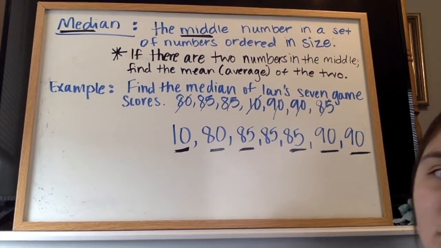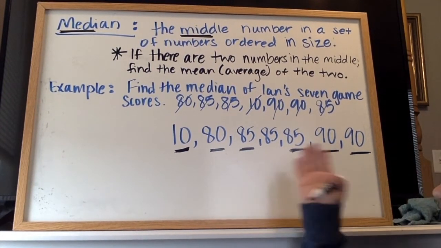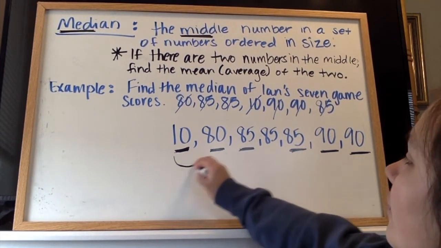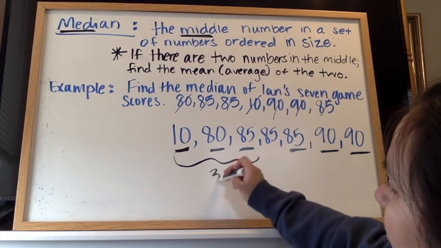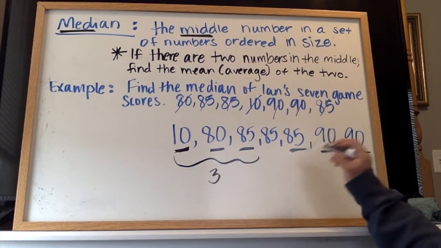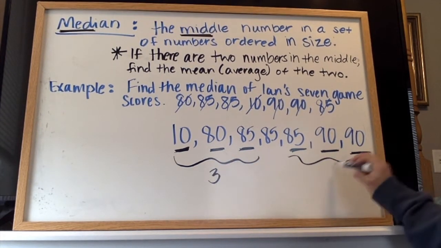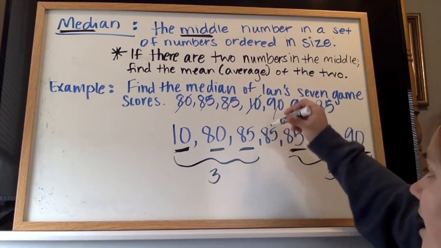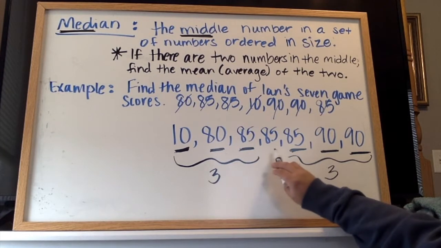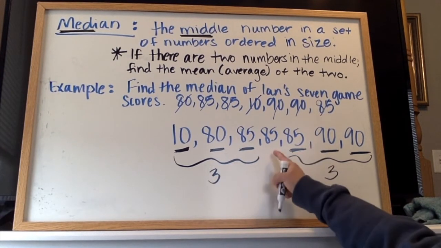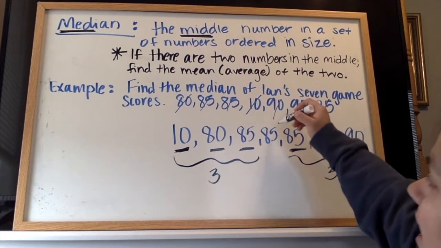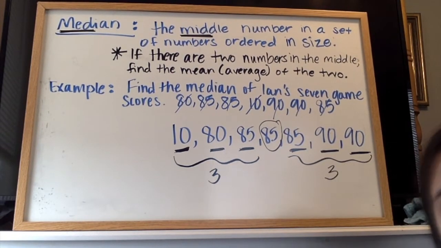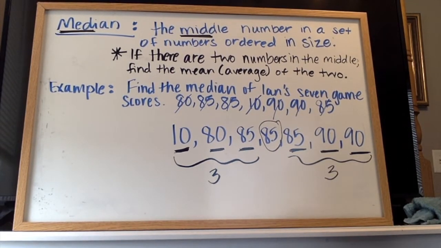We have to make sure that we're underlining the same amounts on each side. So, over here, I've got 3 sets of numbers. Same with on this side, I've got 3 sets of numbers. I cannot cross off or underline another because that wouldn't be fair. This is the only number left. So, 85 is our median. It's in the exact middle.